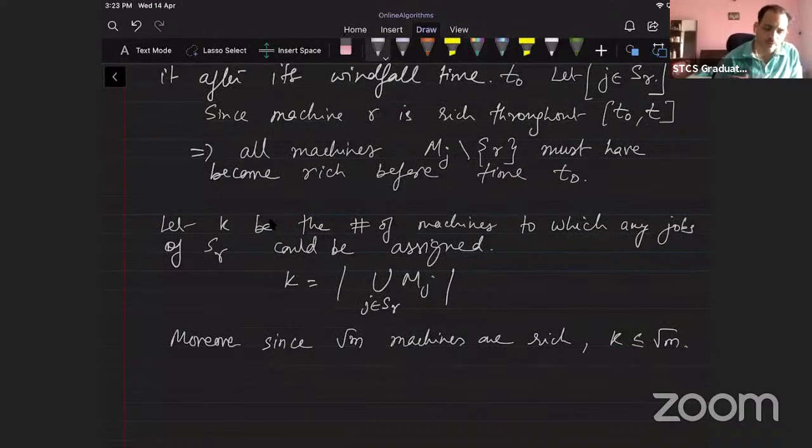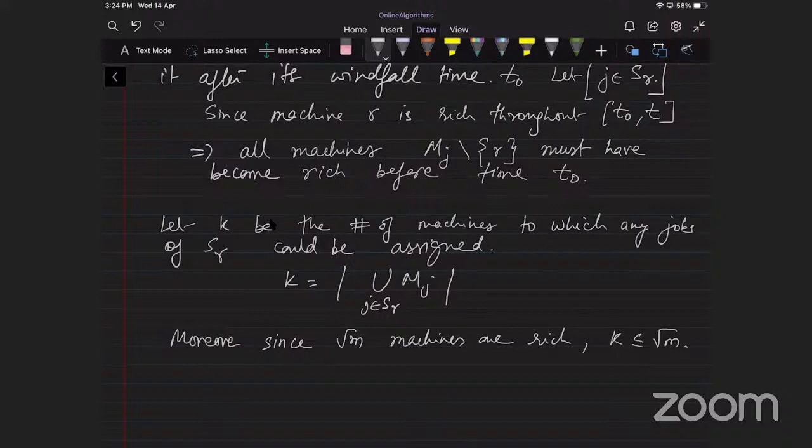Any job belonging to set SR has all its options MJ to be rich whenever it arrived, because it is getting assigned to a rich machine. And the total number of rich machines is at most square root M. So K has to be at most equal to square root M. Is this fact okay? This is just a simple fact from the definition of set SR. Pranshu, is this fine? Yes. Okay.